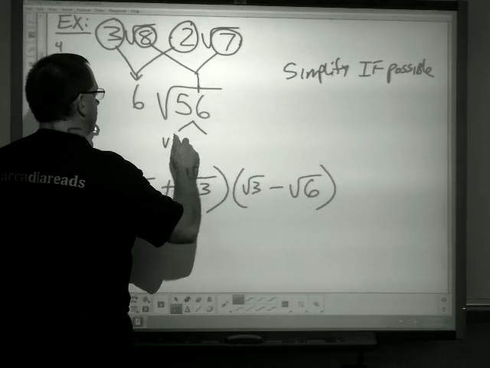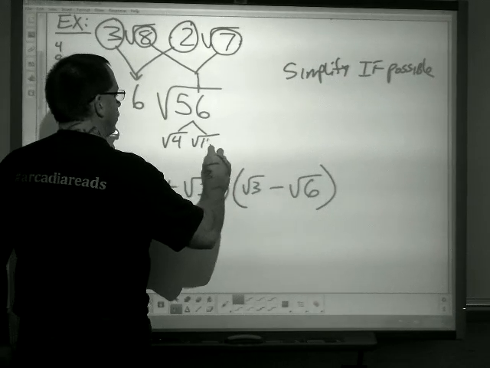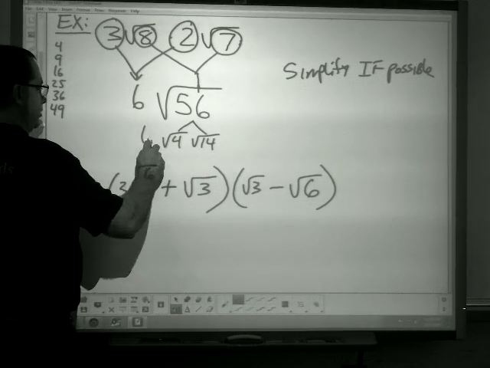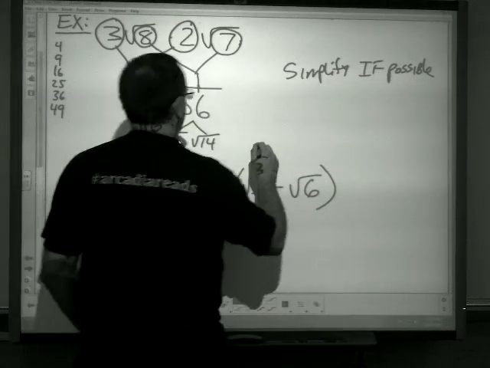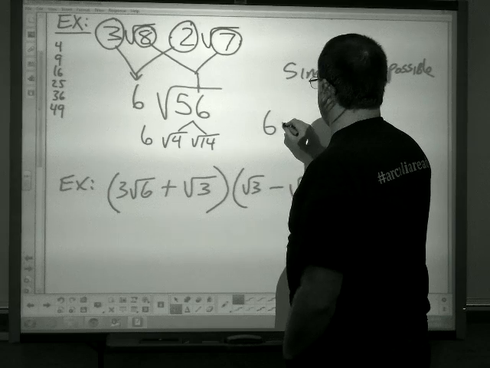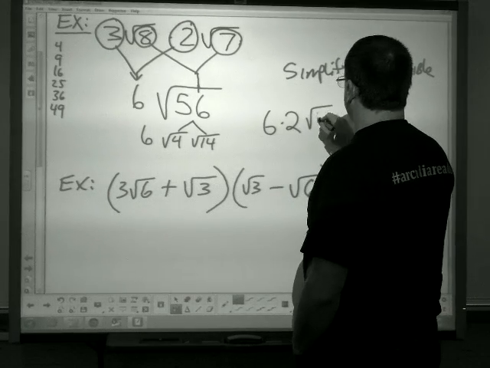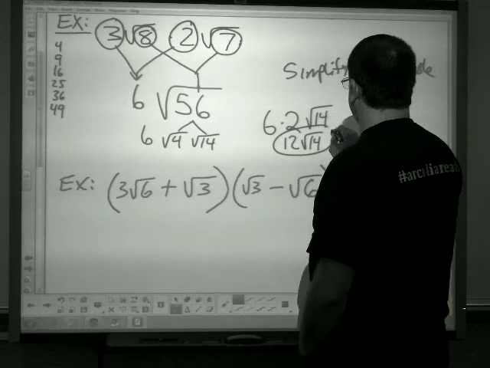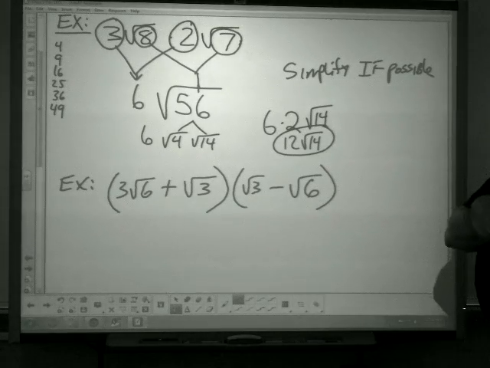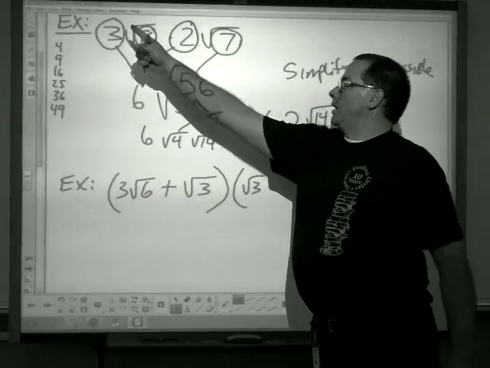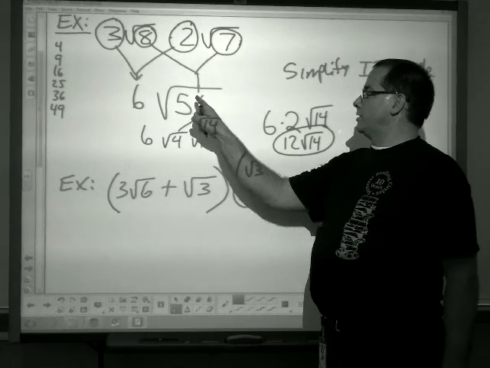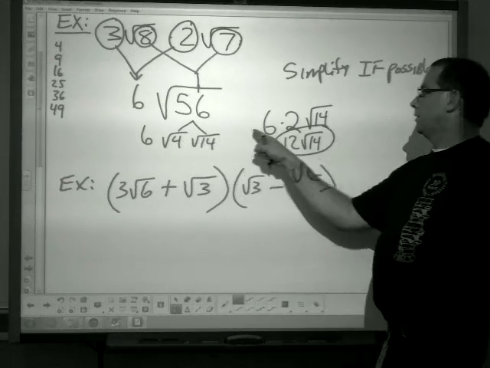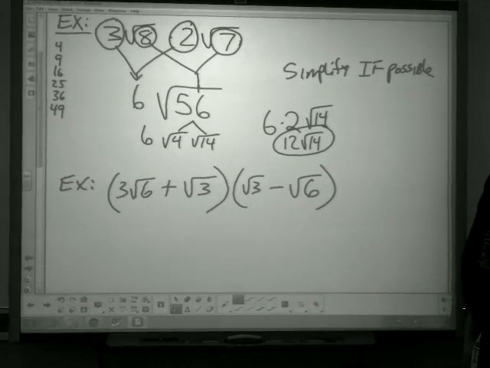So this is going to be square root of 4, square root of 14. 6 comes down. 6 times the square root of 4, that's going to be 6 times 2 radical 14. I get 12 radical 14. So this, again, outsides with outsides, insides with insides, simplify. Turns out to be 12 radical 14.